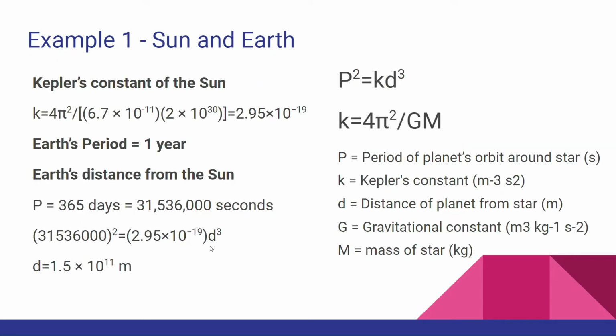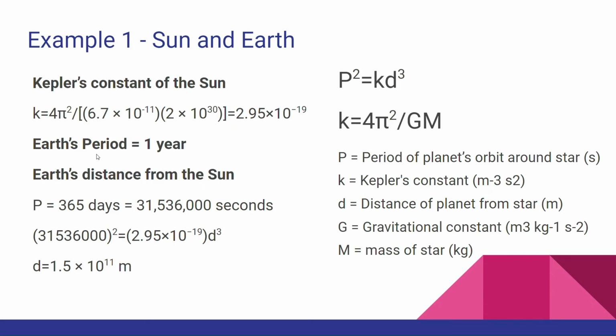So let's work through a few examples. In the first example, we're going to calculate how far the Earth is from the Sun. First, we're going to figure out the Kepler's constant of the Sun. Here we just have the equation, K is equal to 4 pi squared over the gravitational constant times the mass of the Sun. So we've just plugged in the gravitational constant, which is 6.7 times 10 to the negative 11, and the mass of the Sun, which is 2 times 10 to the 30. And you get the Kepler's constant of the Sun, which is 2.95 times 10 to the negative 19.